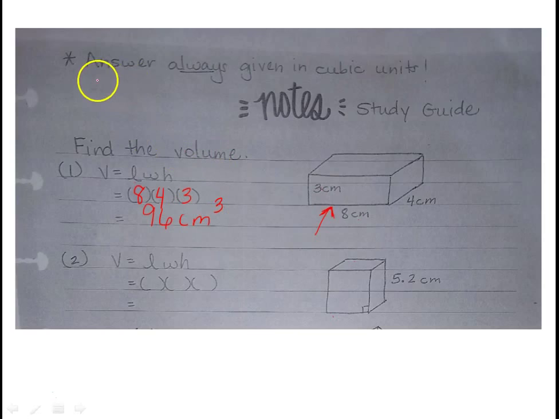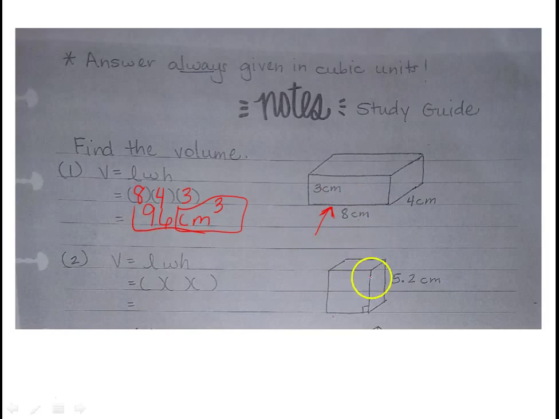No matter what, even here, the answer is always given in cubic units. That's what it means. Volume is always cubed. Just like I'm pretty sure you just finished area. Area is always squared. And this is centimeters cubed. This doesn't mean you have to go and cube this 96. Your answer is 96 centimeters cubed.